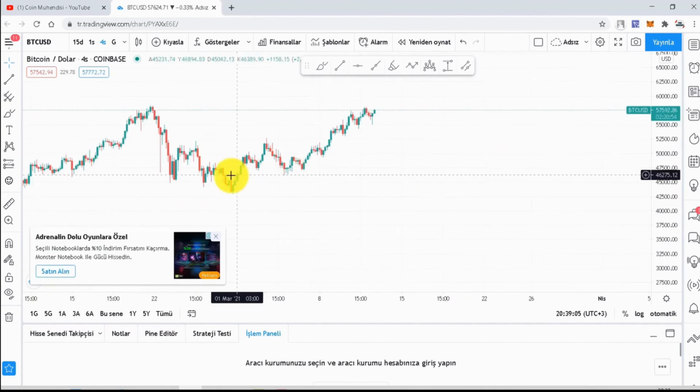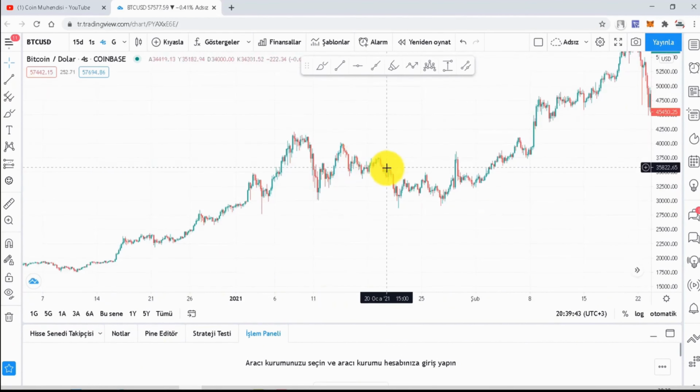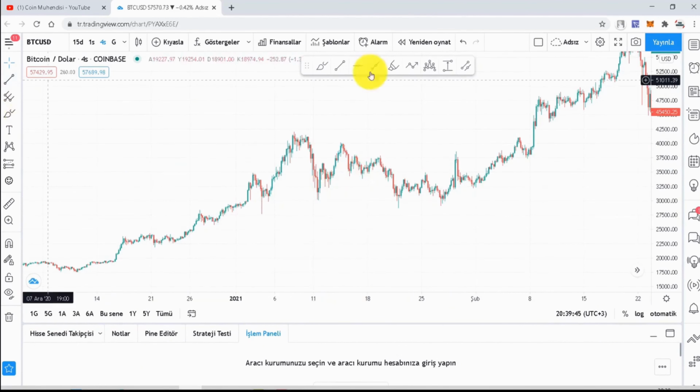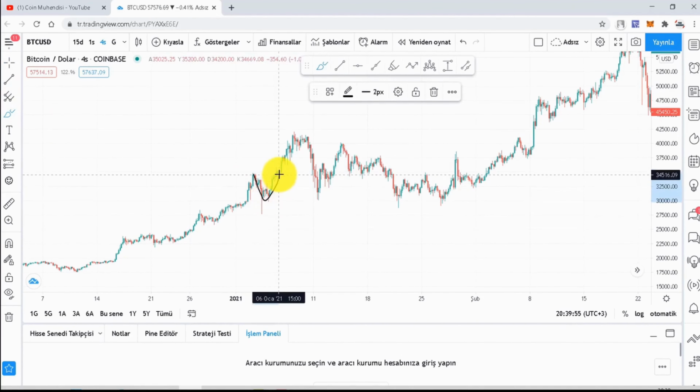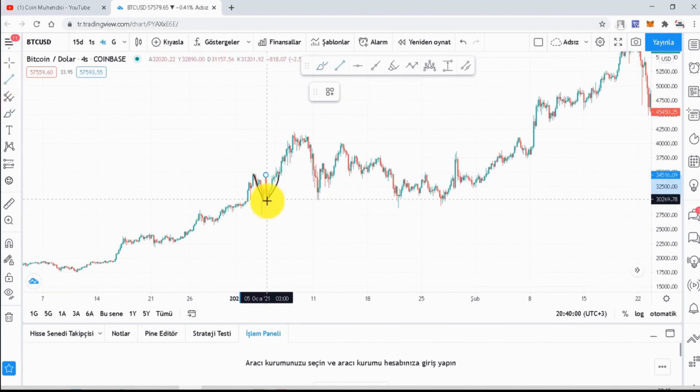Another important formation we see here is that there was previously a V formation in Bitcoin. This is one of the important formations. Here, we can see that there was previously a V, and as a result of this formation, we can say that there could be an increase equal to the depth of the formation.